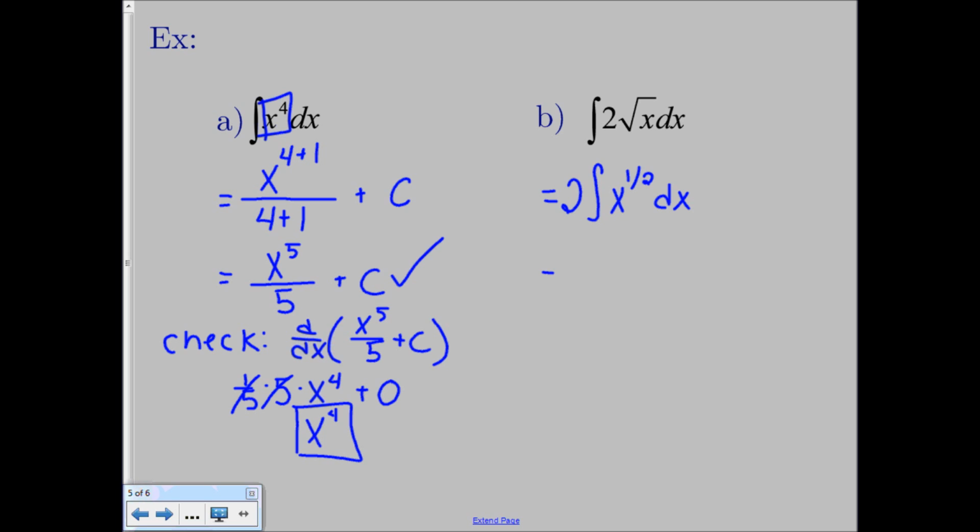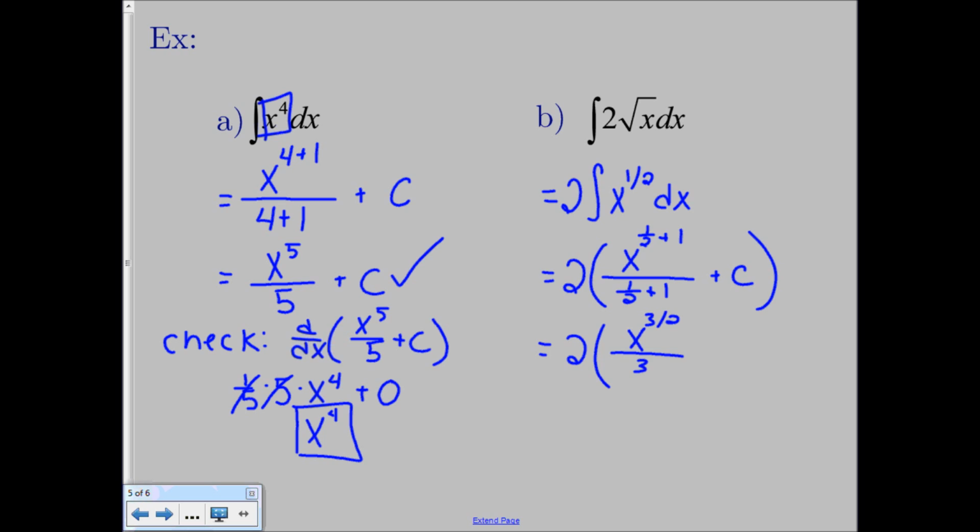So now we're going to get 2 and apply our power rule here. So we're going to do x to the 1/2 plus 1 over 1/2 plus 1 plus c, which is just equal to 2 times x to the 3/2 power over 3/2 plus c. Now, we don't want to leave that as x to the 3 halves over 3 halves because that's a complex fraction. But when you divide by a fraction, it's the same thing as if you flipped the fraction over and had it multiplying by it. So this is really just 2/3 x to the 3 halves plus c.